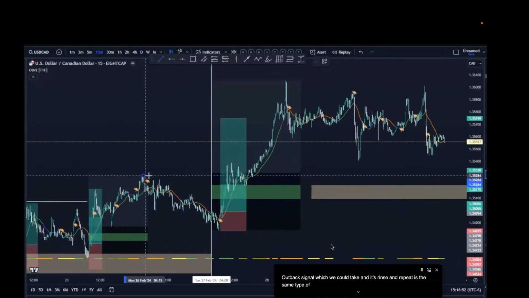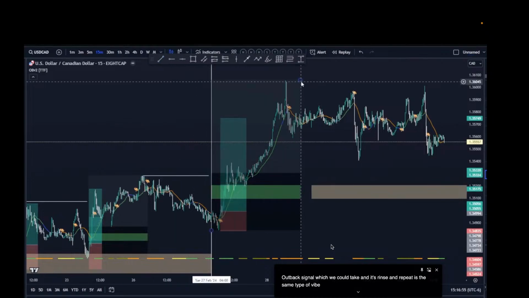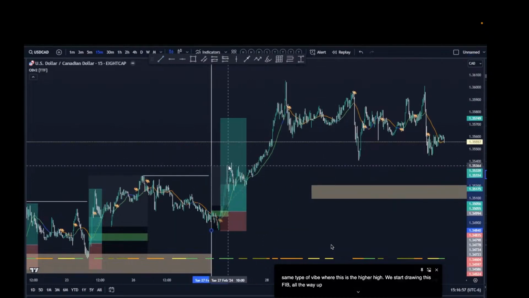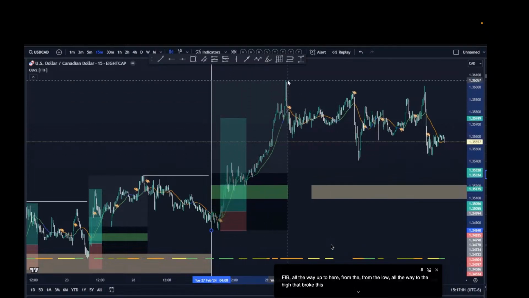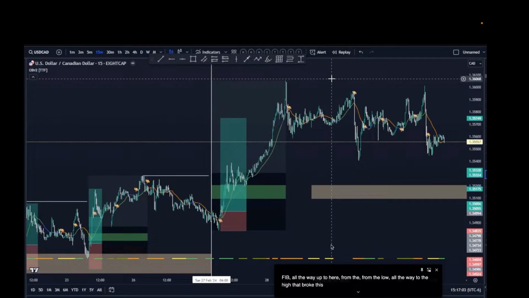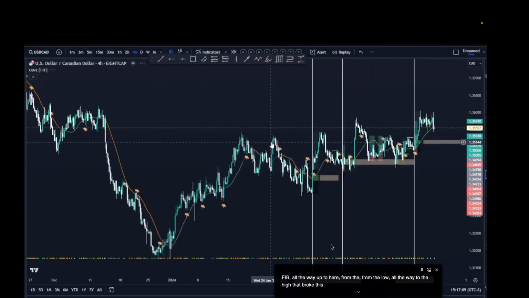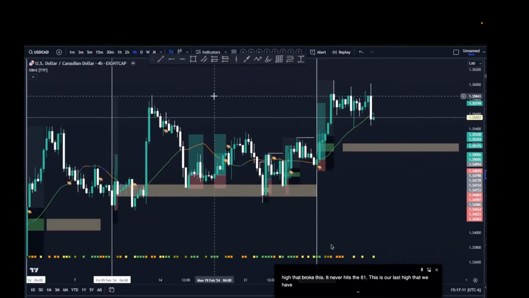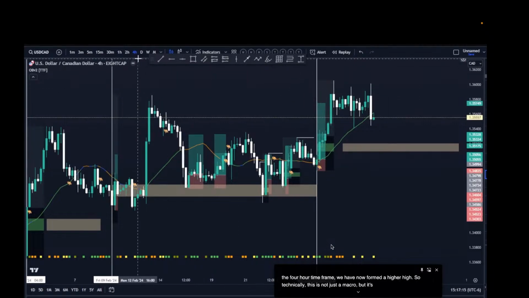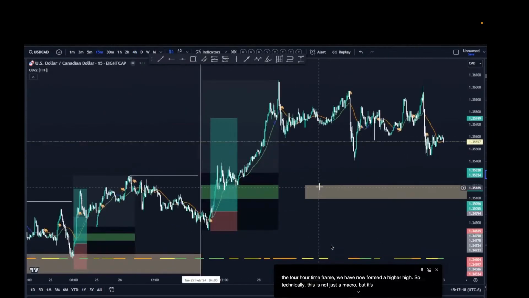Is the same type of vibe where this is the higher high. We start drawing this fib all the way up to here, from the low all the way to the high that broke this. It never hits the 61. This is our last high that we have. And technically, while this is a 15-minute micro fib, if we look on the 4-hour time frame, we have now formed a higher high. So technically, this is not just a macro, but it's a micro fib. So this fib is pretty interesting to look out for.